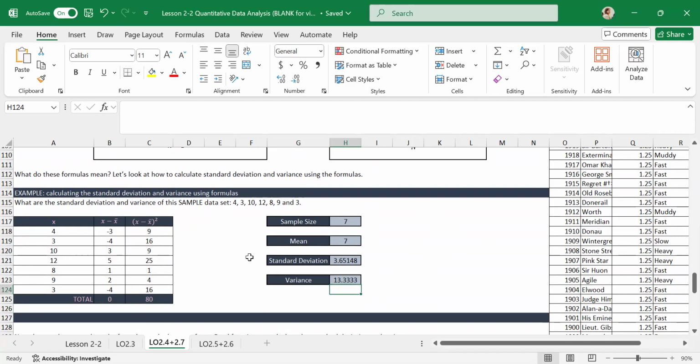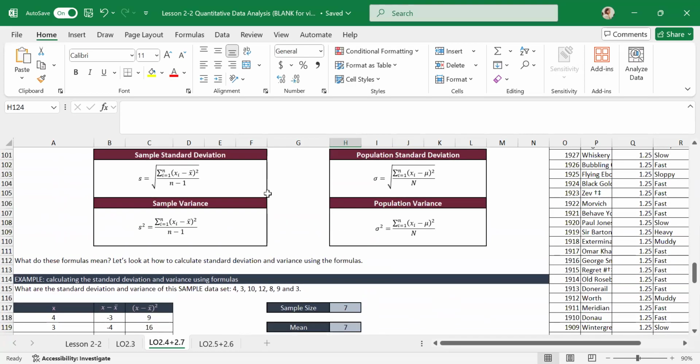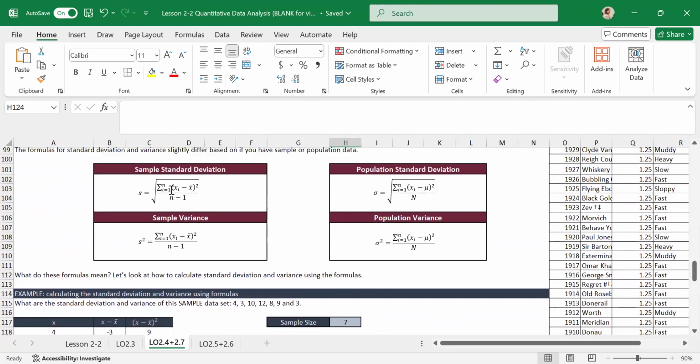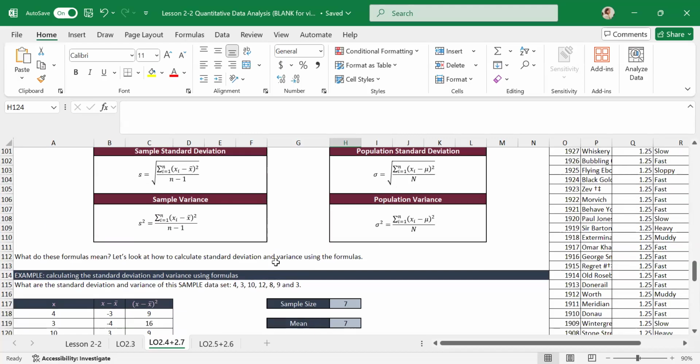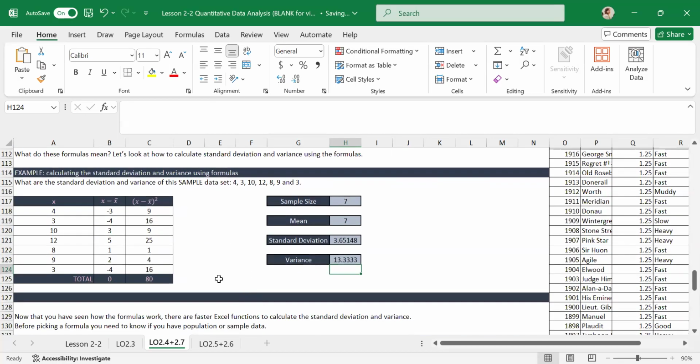You don't have to do it this way because there are built-in formulas to find the standard deviation and variance for you in Excel. I just always like to show you how to use it at least once because I think it's important to have an understanding of the formulas and why we square them, why we have the square root and no square root, and how that impacts the calculation. And we'll also talk more next about sample and population differences in the formulas.